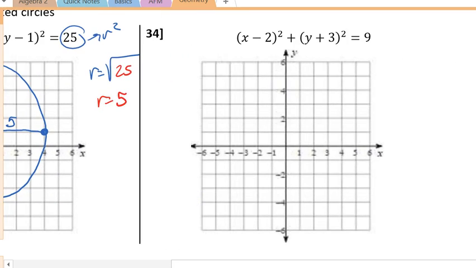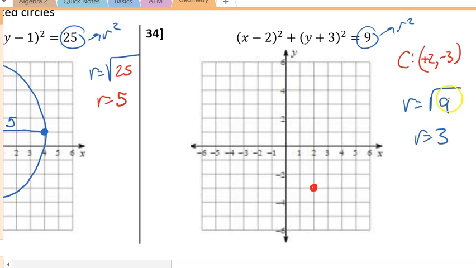Let's take a look at number 34. Same idea here. My center is going to be at +2, -3, again doing opposite x, opposite y, so 2, -3. Here, this is my r squared value, so the radius is equal to the square root of whatever number is there, so the radius here is equal to 3.